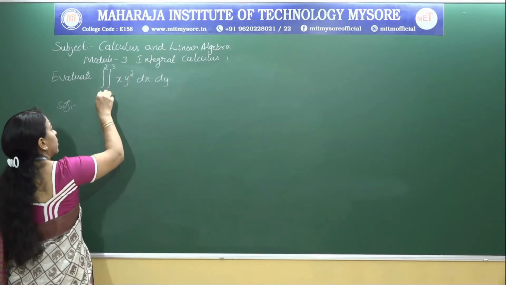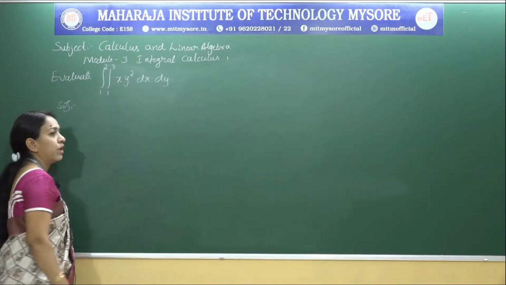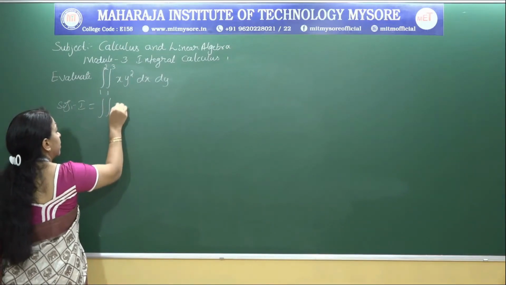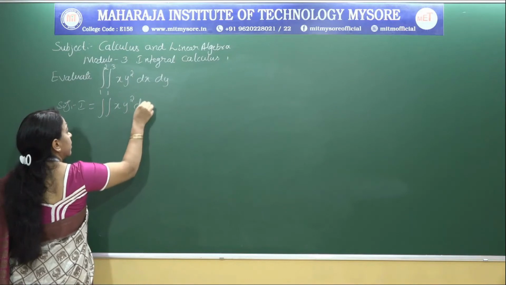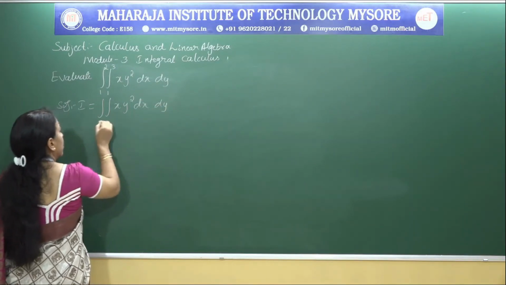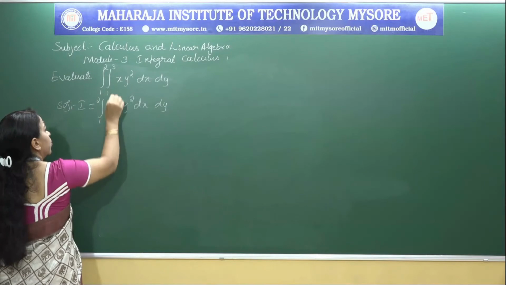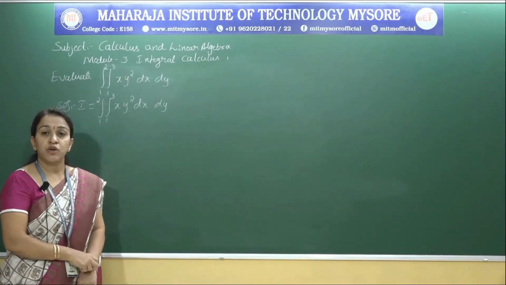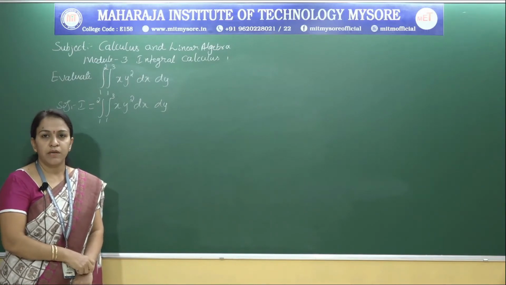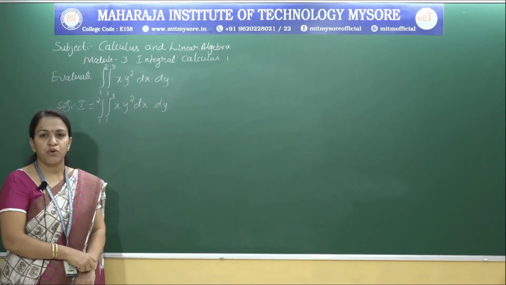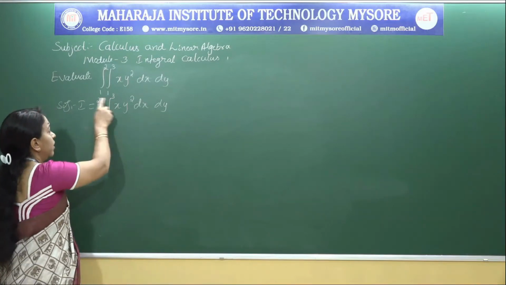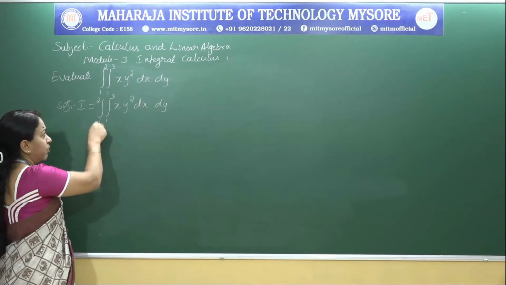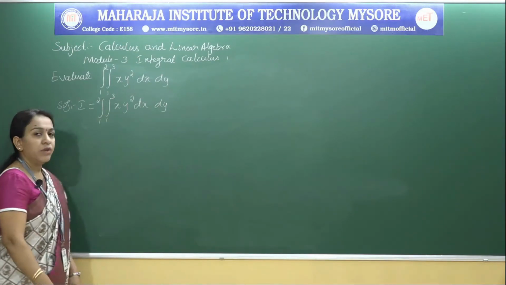Problem. Evaluate double integral x y square dx dy. The outer limit is 1 to 2, inner limit is 1 to 3. Consider the given integral as I. I is equal to double integral of x y square dx dy, which varies from 1 to 2 and 1 to 3. Now, in this problem, both the limits are constant limits. We do not have any variable limit here as we solved in the last two problems. Both are constant limits. That is, 1 to 2 limit and 1 to 3 we have.